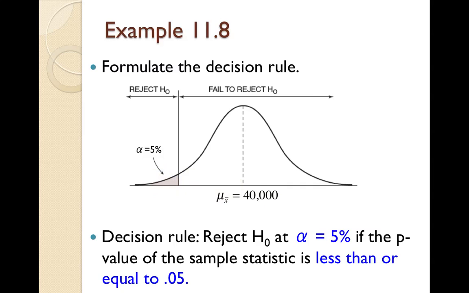Our decision rule is always going to be stated in this format. We're going to start with reject H0 at, and then we're going to provide the alpha that was given to us in the problem. If the p-value of the sample statistic is, and then we're going to state less than or equal to 0.05 or less than or equal to 0.01.